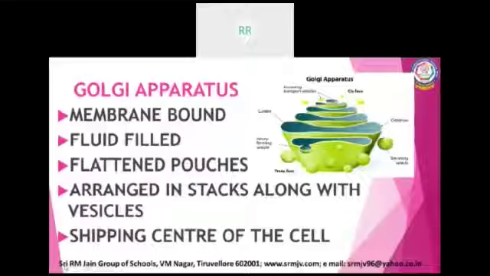The next cell organelle is the Golgi apparatus. The Golgi apparatus consists of membrane-bound, fluid-filled, flattened pouches arranged in a stack along with small vesicles. It is also called the shipping center of the cell.